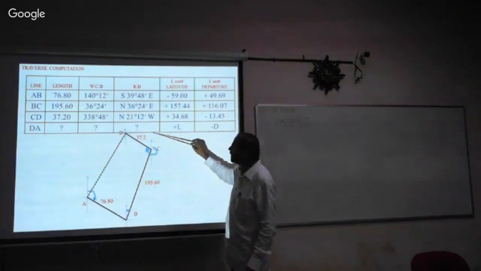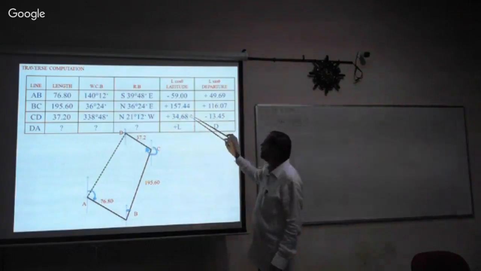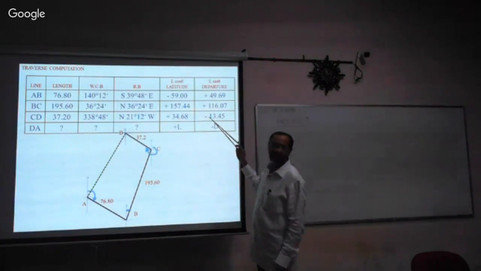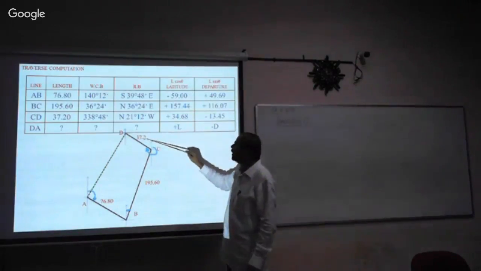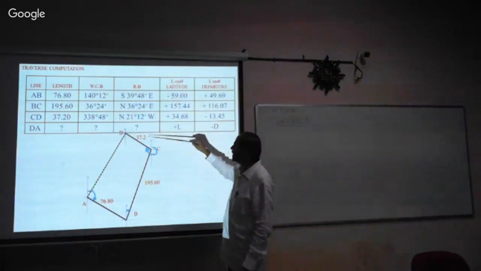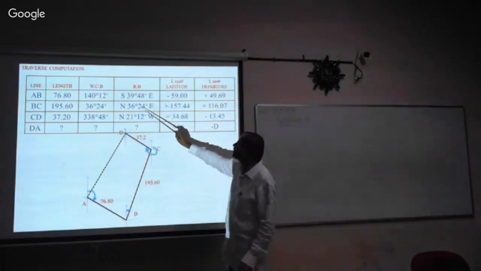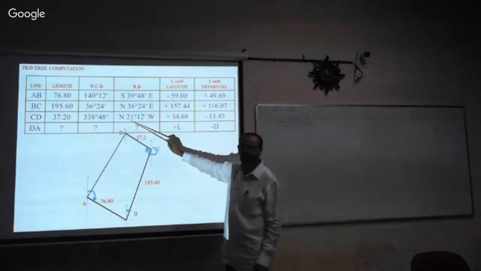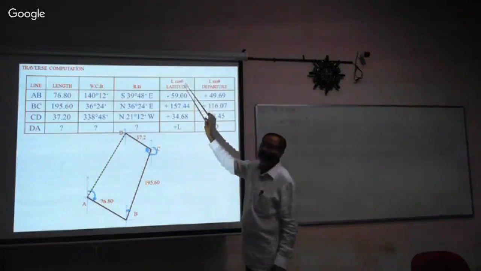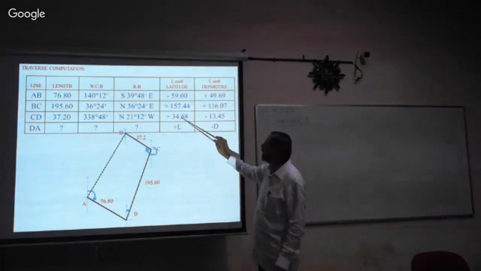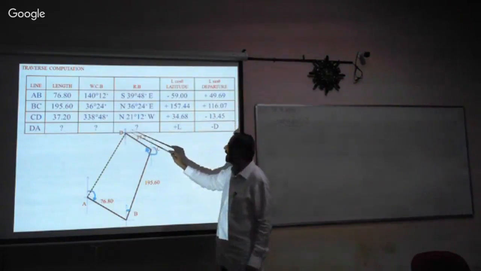Now latitude is positive, departure is negative. Latitude is L cos theta, that is 37.2 into cos of 21 degrees 12 minutes. 37.2 is the length of the survey line, and the angle is 21 degrees 12 minutes. Then we will get the latitude of survey line CD.